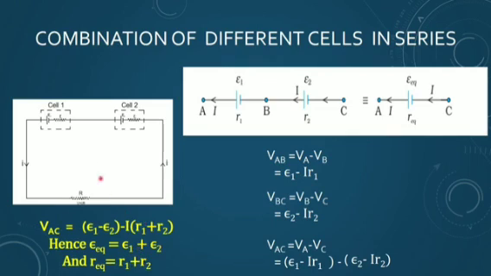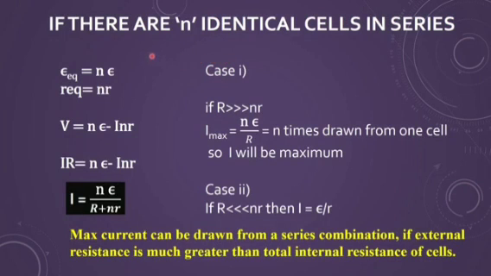You can draw the circuit like this to show the external resistance in the circuit, or simply, this is your choice, whatever way you want to represent it. But the internal resistance values need to be mentioned. Now if I have n identical cells, then E equivalent is given by nE and R equivalent is given by nr. So I can write the formula for I, which comes out to be n epsilon divided by R plus nr. This is the value for the current.